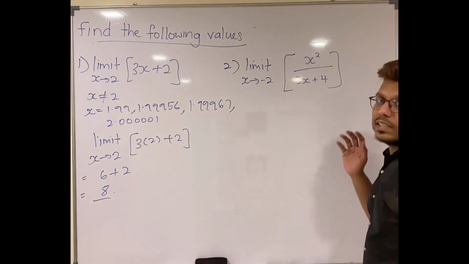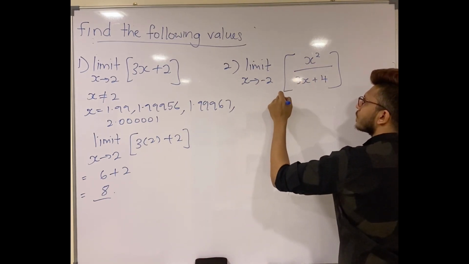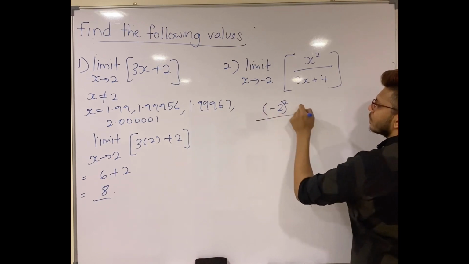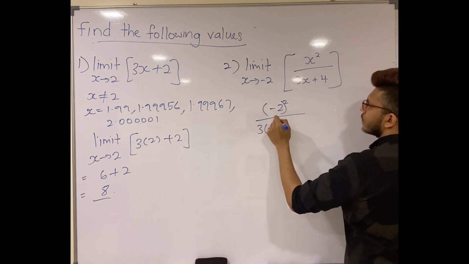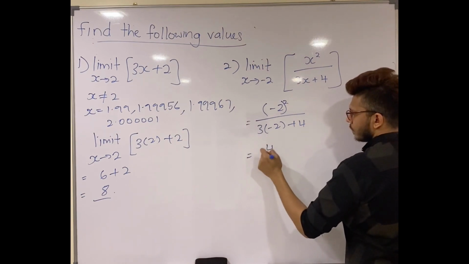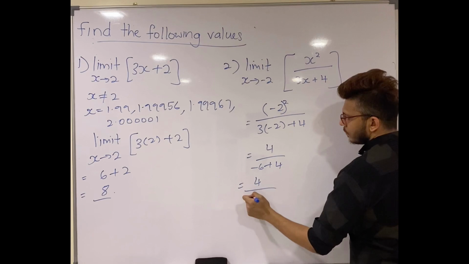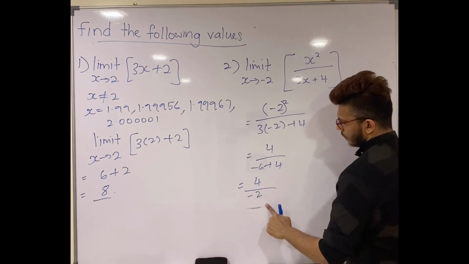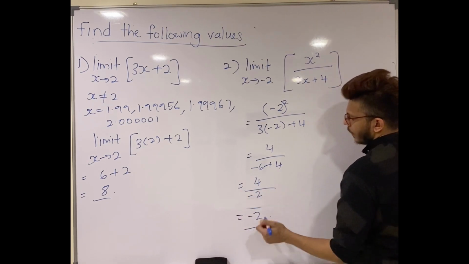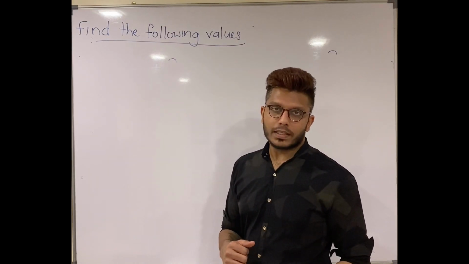Now next question, I'll do it a bit faster. How do we do this now? First, substitute x with -2. And what do you get? The limits are just whole numbers. You can easily substitute them and get answers.